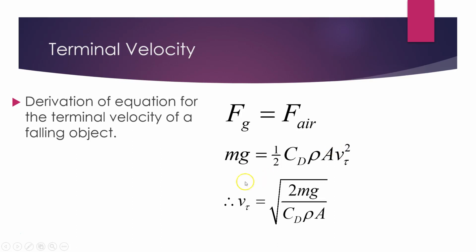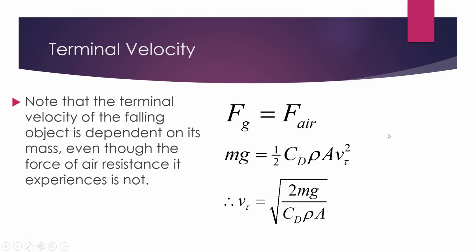So solving for V here, or V tau rather, the terminal velocity, I've left the algebra out here, but you can show that V tau is equal to the square root of 2mg over CD rho A. So that'll give the terminal velocity of a falling object if we know its mass, its coefficient of drag, the air density, and its cross-sectional area.